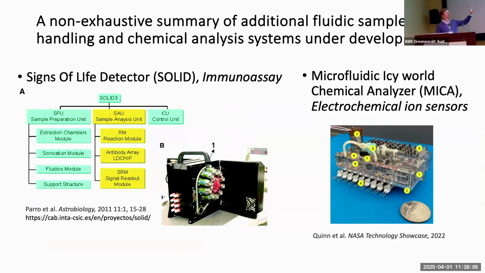You've got more sensor approaches. So SOLID was developed as an immunoassay. This is from the Spanish group, and it has an incredible sophistication of fluidic handling, which I don't have time to go through. And then you've got MICA, which is an ion selective electrode approach, as well as other electrochemical sensors, where you can go in with small amounts of fluid and quickly get a handle on those bulk physical properties: pH, Eh, conductivity, and dominant ions.